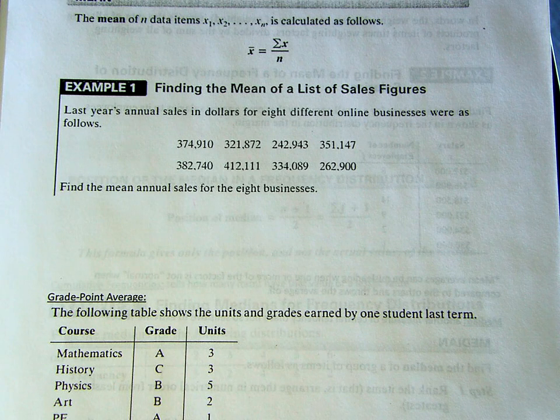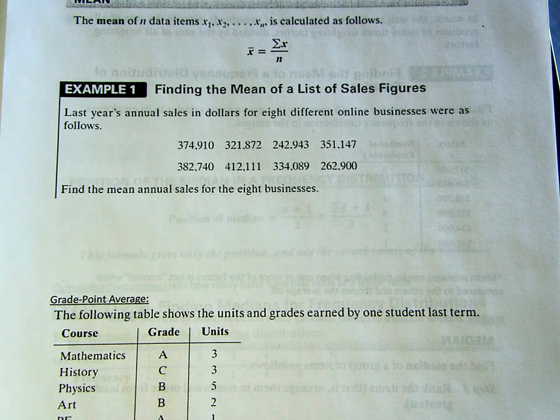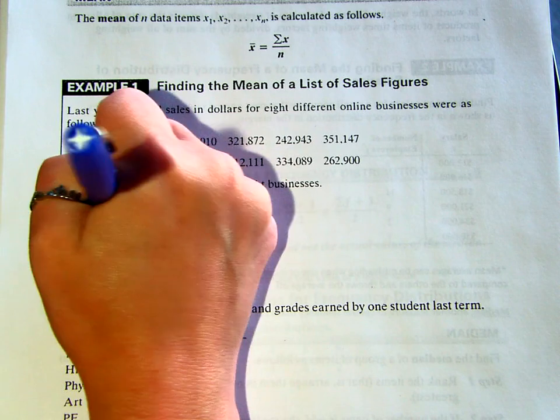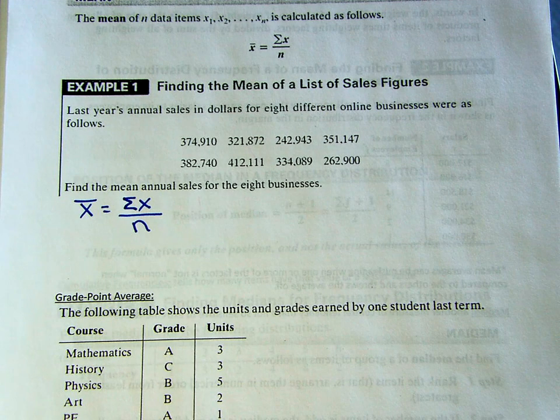So here's an example. We're going to find the mean of a list of sales figures. It says last year's annual sales in dollars for 8 different online businesses are shown as follows. So these are 8 different companies, and they show you what their annual sales were for last year. We are going to find the mean of the annual sales for the 8 businesses. So mean is the x bar, which is the sum of the x divided by the number that we're dealing with. In this case, we're dealing with 8 different businesses.